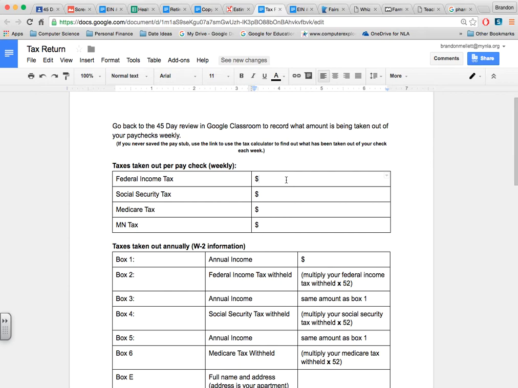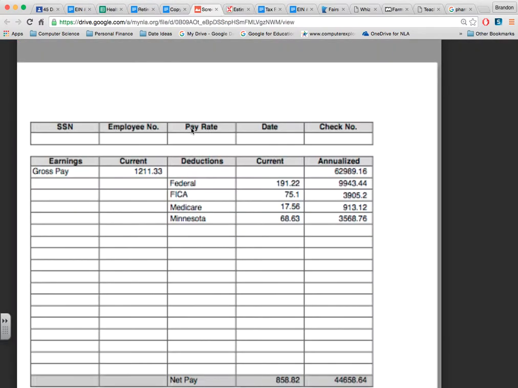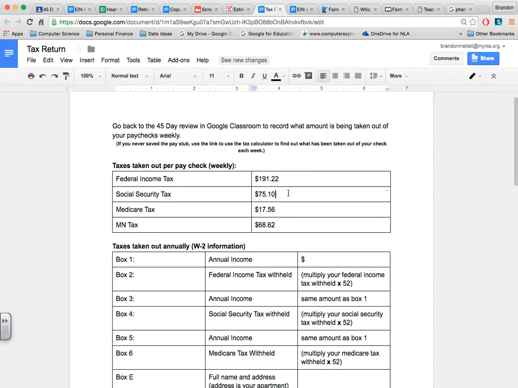So the federal income tax that we're paying per paycheck was $191.22. Social Security was $75.10. Medicare was $17.56. And the Minnesota tax is $68.63. Now, if you notice on the pay stub, it said FICA for $75.10. For our tax return, we're going to call that Social Security. Okay? So these amounts are the amounts that come out of your paycheck each week.